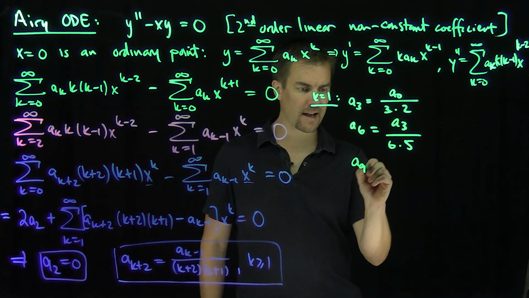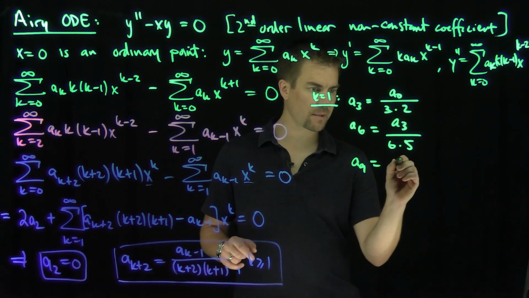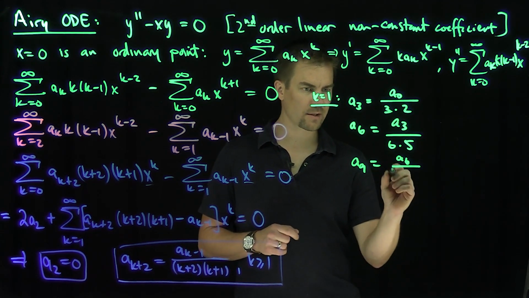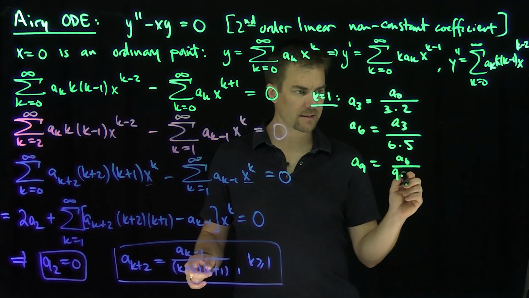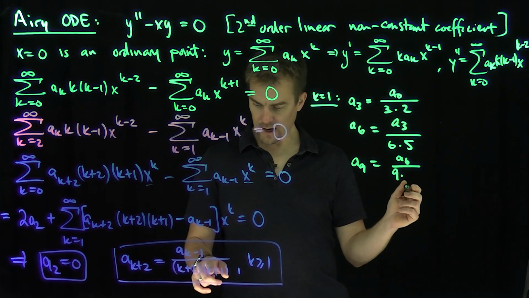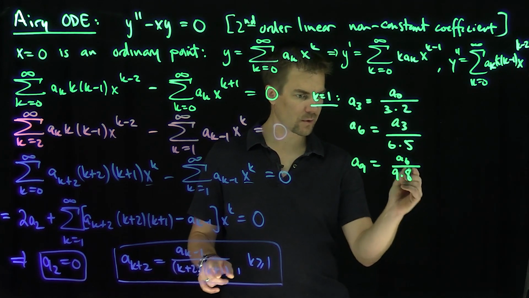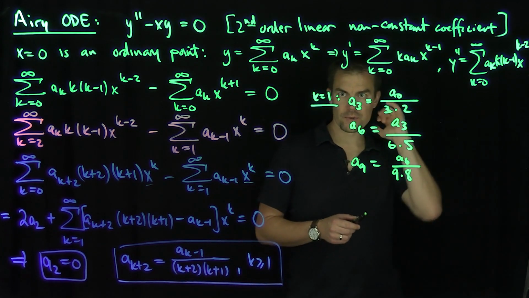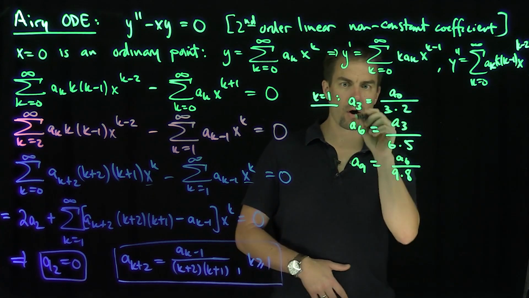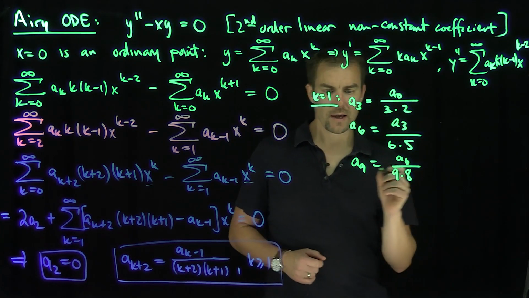We're going to see that A9, that's when I plug in k equals 7, is going to be A6 over what? Over 9 times what? 9 times 8. So I skip the 7s, okay? And so when we get these terms over here, all the 3 terms are going to relate to A0. And so what can we say?